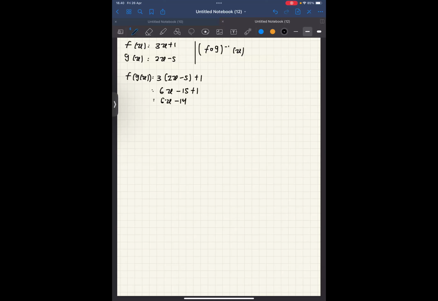Now we're gonna include this inverse to the f of g question that we have solved before. So if we got f(x) of 3x plus 1 and g(x) of 2x minus 5, now we are finding the f of g, but inverse this time. So first we're gonna find the f of g first. So f of g is 3, changing the x to g(x). So 3 times 2x minus 5 plus 1, 6x minus 15 plus 1, 6x minus 14. Now we are inversing this one.